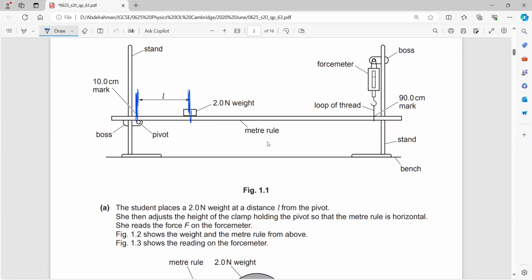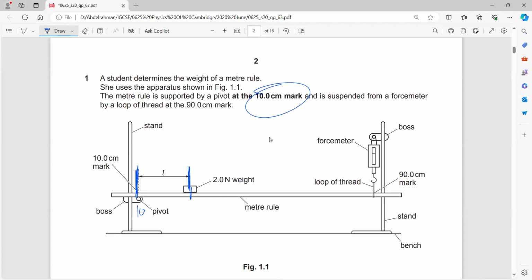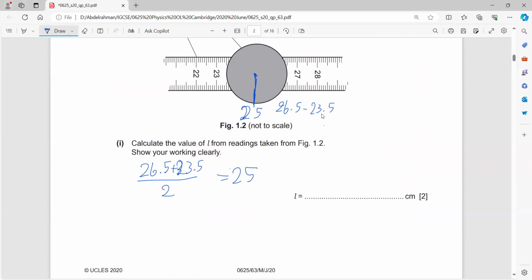So the pivot started at what? The pivot started at the 10 centimeter mark. And now the center of this weight is at the 25 centimeter mark. Right? Here is 10 and this is 25. The distance between them is 15. You have to do 25 minus 10, which is 15. So basically, the distance between the center of this weight and the pivot was 15 centimeters. Okay?